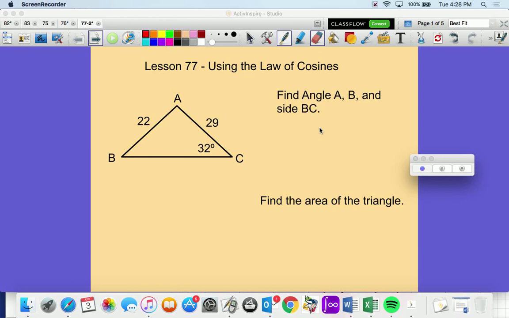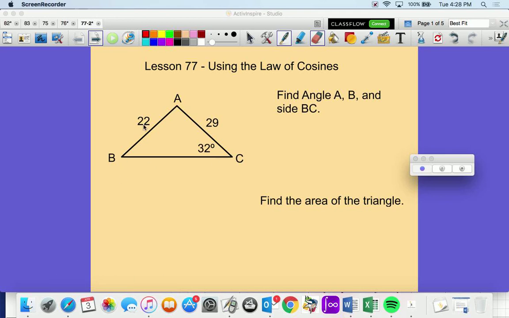Lesson 77, it says using the law of cosines. We did law of sines in the last few lessons, and that is always the one that you want to use if you can use it. If we look at this triangle here, we want to solve for angle A, angle B, and side BC.